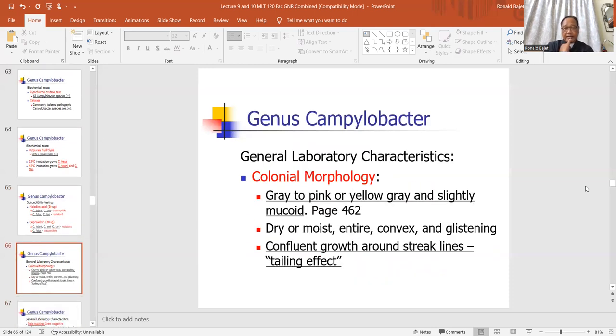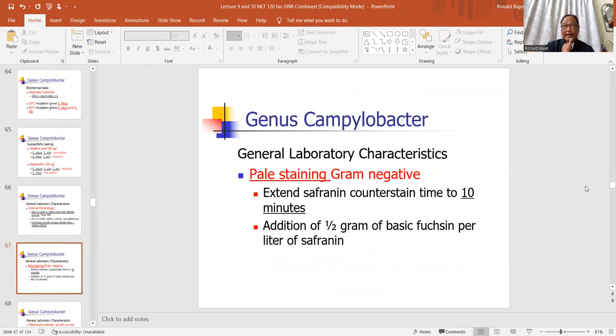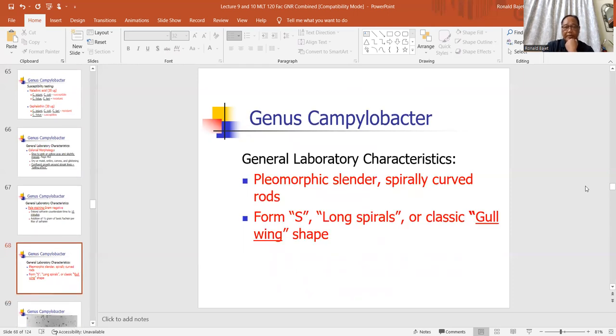Colony morphology: these are gray to pink colonies, slightly mucoid, confluent growth. You'll see a tailing effect on the streak lines. That's the colony. On the Gram stain, these organisms are difficult to see. They're Gram negative and very pale staining. Campylobacter is pleomorphic, not all the same size, but similar shape. They're not coccobacilli, they're not cocci, but slender, spirally curved rods. They're not spirochetes, but they're curved rods. Curved rods, I said, was Vibrio. These are not the same. These are spiral. Vibrio is thicker, like a sausage, remember?